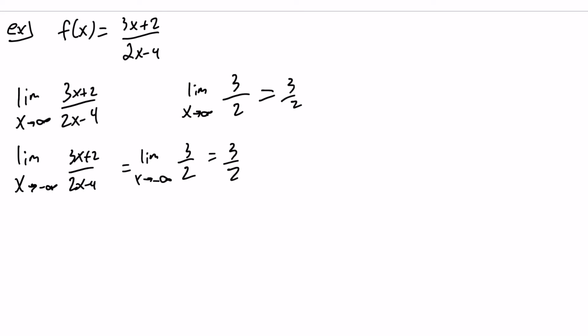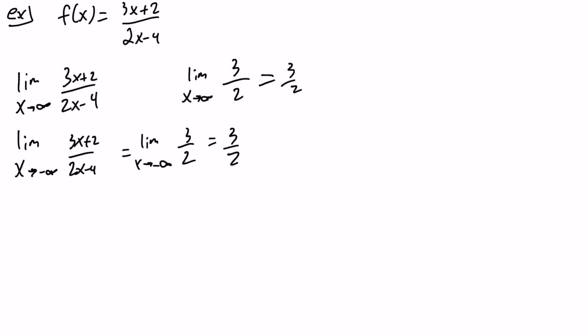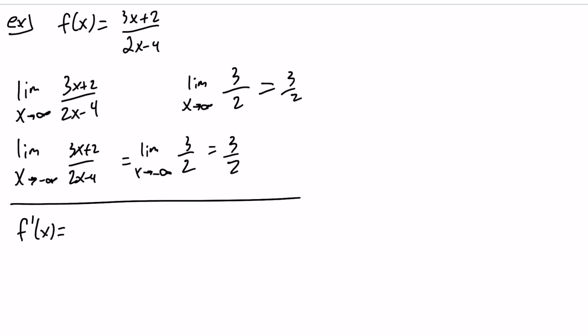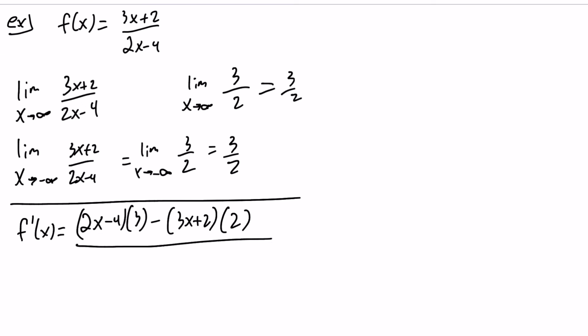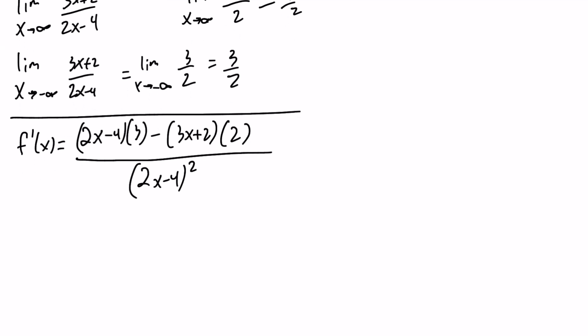All right, let's find our transition points. F prime of x. In order to find this, we use the quotient rule. So that means we have the bottom times the derivative of the top minus the top times the derivative of the bottom, all over the bottom squared. And let's go ahead and simplify this because that's going to make our lives a lot easier.